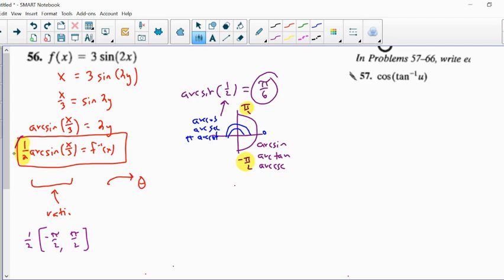Like, if there was a 7 in front of this, then I'd multiply the range by 7, right? So then this new range of values becomes negative pi over 4 to positive pi over 4. So that's the range of our function.